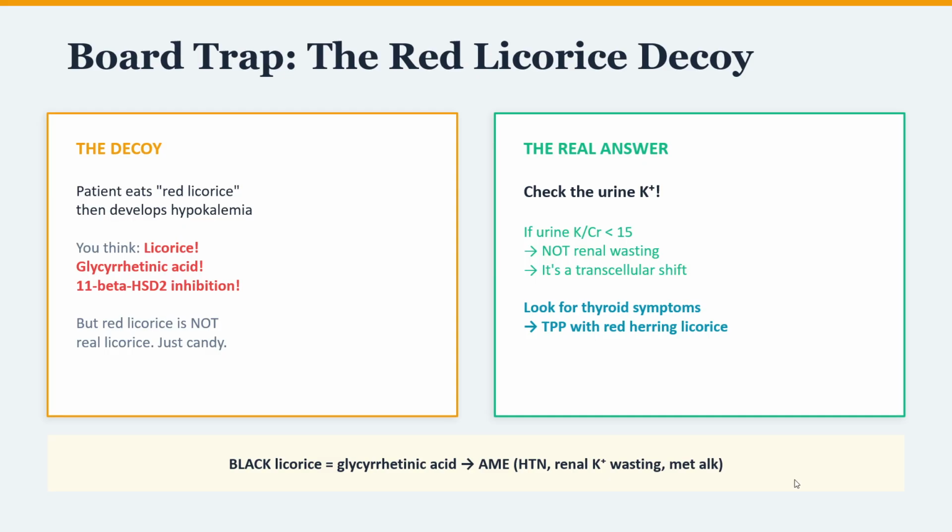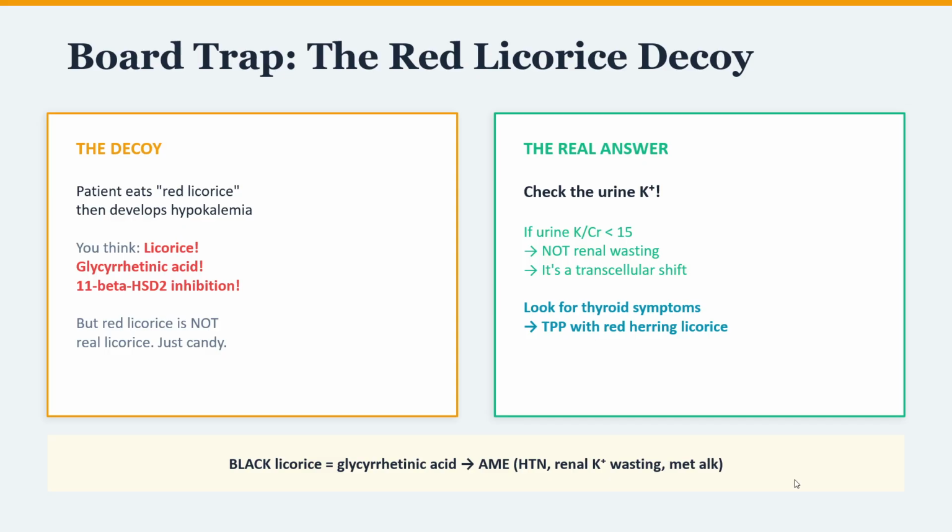The real clue is in the urine. If the urine potassium to creatinine ratio is low, below 15, this is not renal wasting. It's a transcellular shift. And if the patient has thyroid symptoms, tachycardia, tremor, heat intolerance, the answer is thyrotoxic periodic paralysis, with the red licorice as a complete red herring.